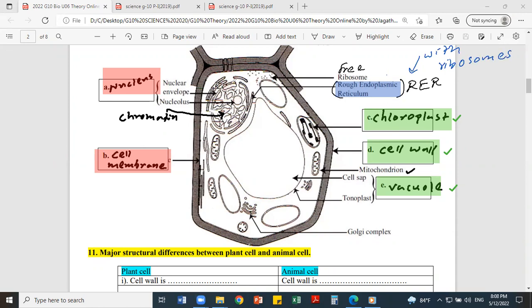We are going to discuss what ribosomes are and what their function is. Don't worry. Then I will label SER. Please put an arrow separately and I'll label this one. Can you see this structure here? That is called SER. Put an arrow separately to this one. That is called smooth endoplasmic reticulum, SER. SER means what? Smooth endoplasmic reticulum.